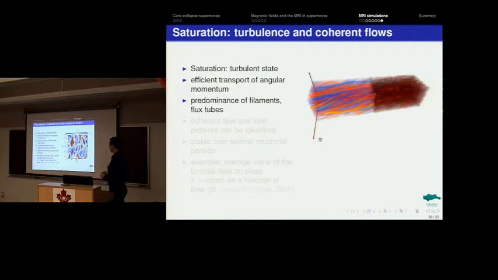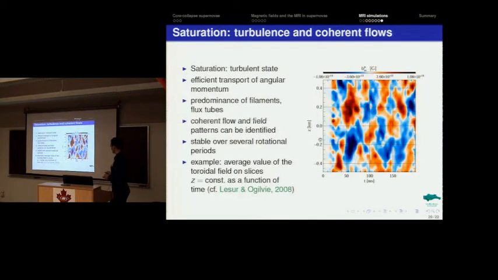Overall, what's plotted here is, as a function of time, averages of the toroidal magnetic field on slices of constant z coordinate, and you can see very nicely in this plot that we have structures which are coherent both over relatively large scales in length and over several rotation periods. The rotation period is roughly 2 milliseconds here.